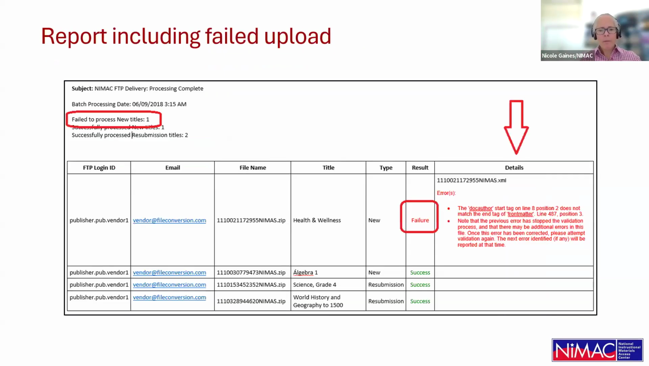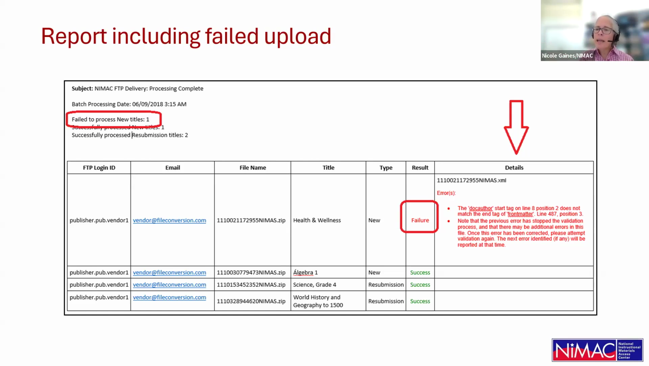In the next slide, we're going to see a different scenario. We're going to see that up in the upper left, we see failed to process new title 1. And so it will tell you that it failed, and it will tell you the number as well. So in the table below on this one, we see the result failure. And again, what you're going to see in that details column is basically the same information that the validation wizard would provide.